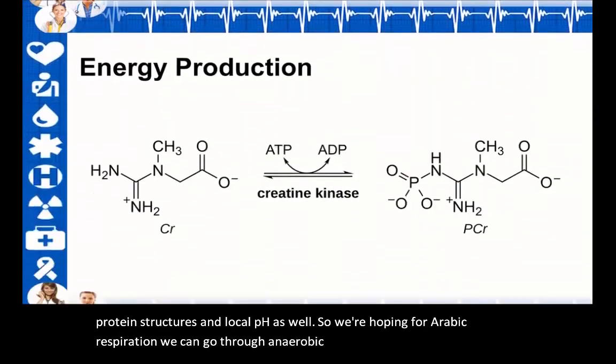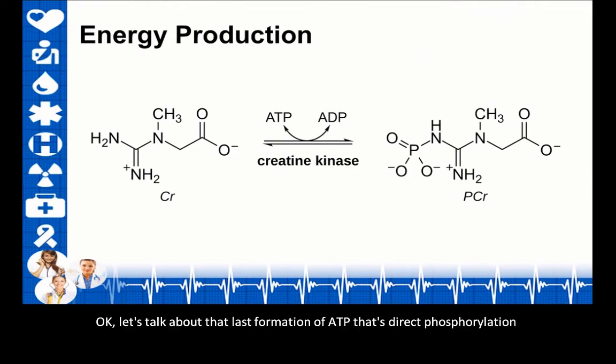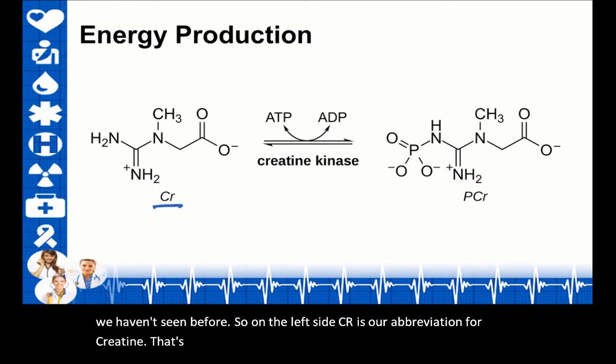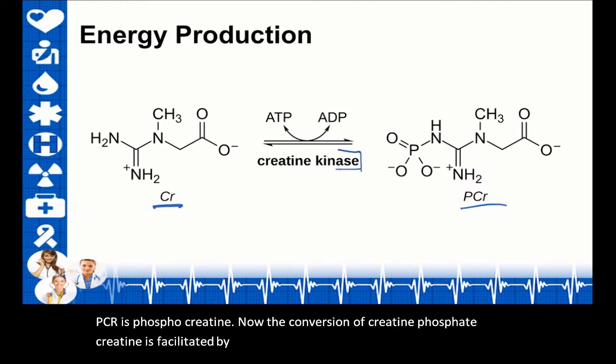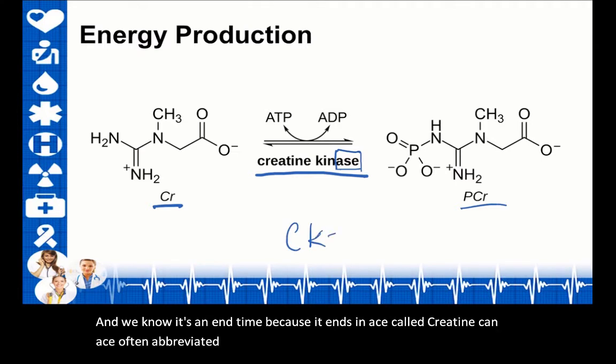And then let's talk about that third one, our direct phosphorylation. So in direct phosphorylation, we're using a couple chemicals that maybe we haven't seen before. On the left side, CR is our abbreviation for creatine. That's the molecular structure. And on the right side, PCR is phosphocreatine. Now, the conversion of creatine to phosphocreatine is facilitated by a functional enzyme, and we know it's an enzyme because it ends in -ase, called creatine kinase, often abbreviated as CK, and may have things like MB or CKBB following it in lab values.